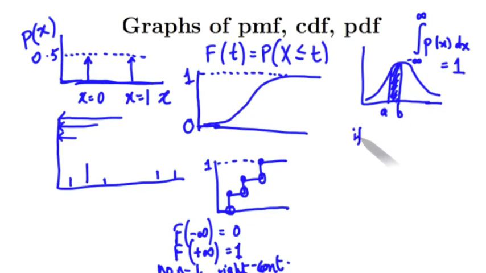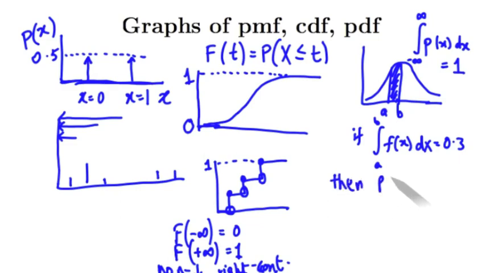So if the integral of f(x), I can use f or p, you can use whatever notation you want, but if the integral of f(x) from a to b is 0.3, then the probability that a is less than or equal to X, which is less than or equal to b, is 0.3. That's how we interpret the PDF.